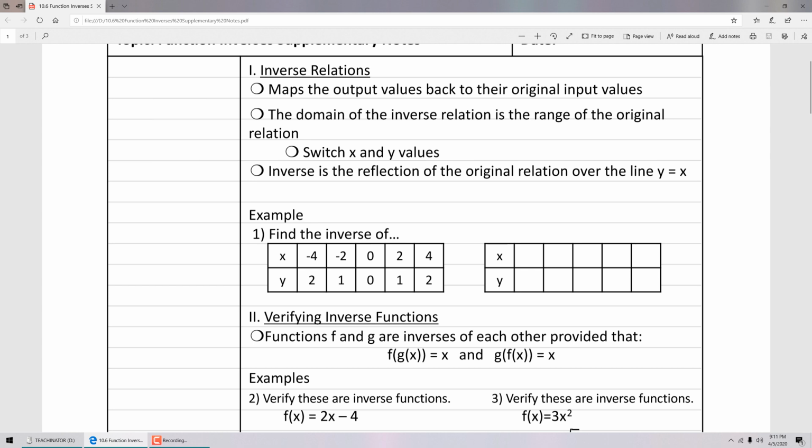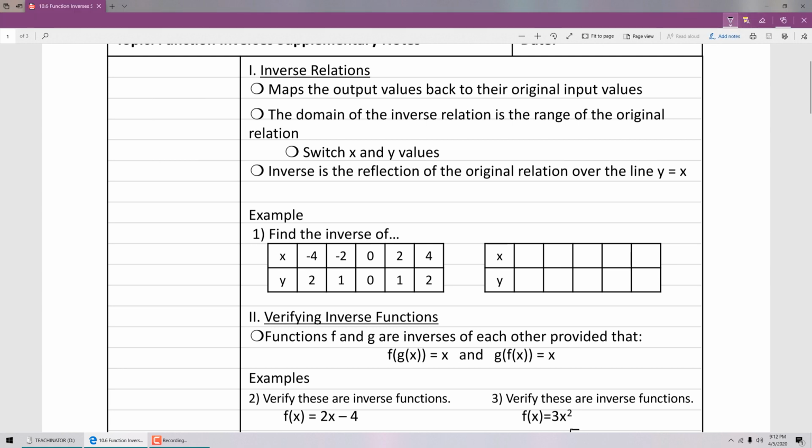If it's giving you an ordered pair, or a chart, and it's asking you to find the inverse, the x is going to be the y value. So instead of having a -4 there, it's going to be a 2. So we're going to have a 2 here, and then our next y value is a 1, then 0, 1, 2. Then the x value was -4, so our y value will be -4. Then -2, 0, 2, and 4.